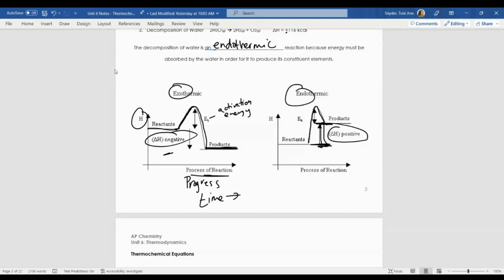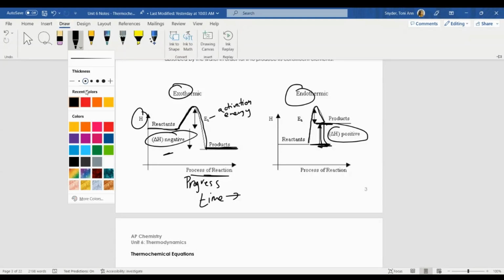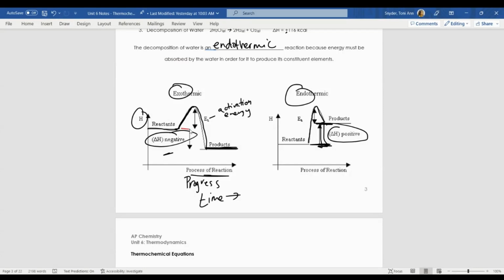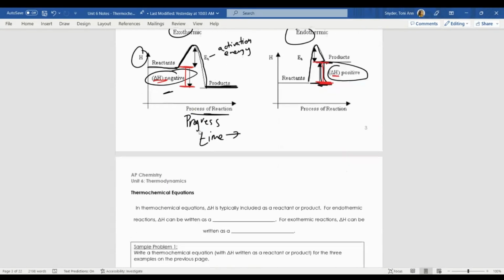So all we have to look at, let me get a different color here to try to represent this, is the difference from the reactants to the products. That's going to tell me my delta H. Depending on if my reactants are greater or less than the products tells me if it's negative or positive. We're going to work more with this throughout this unit as well. Just wanted to introduce this to you now.